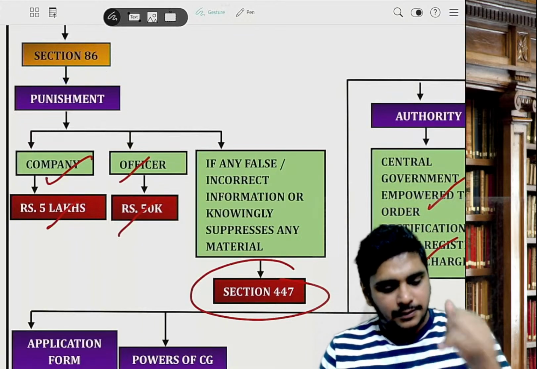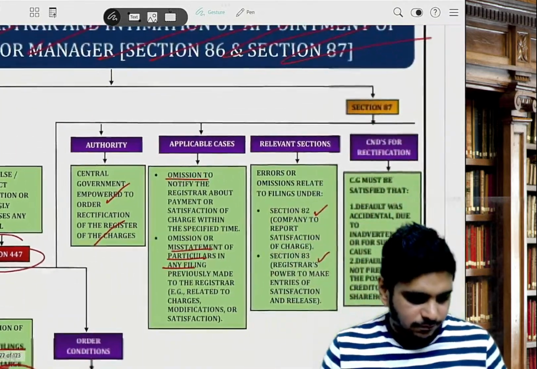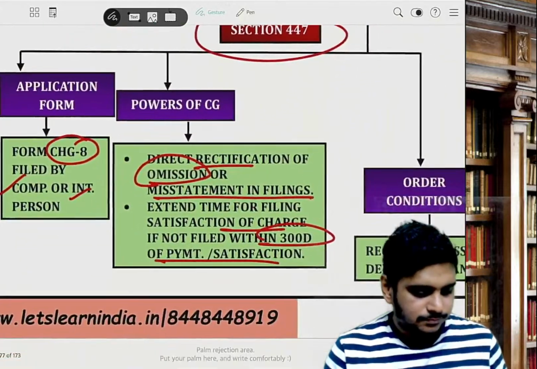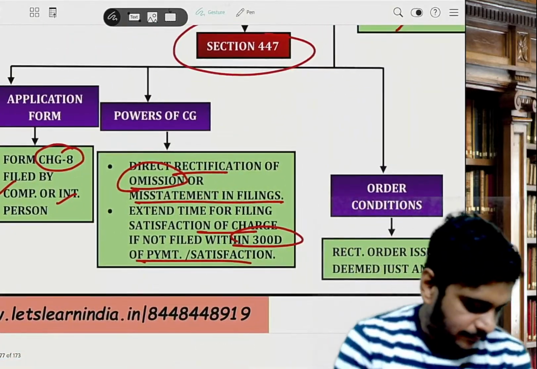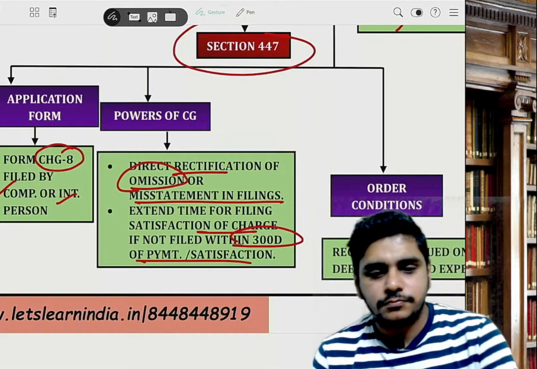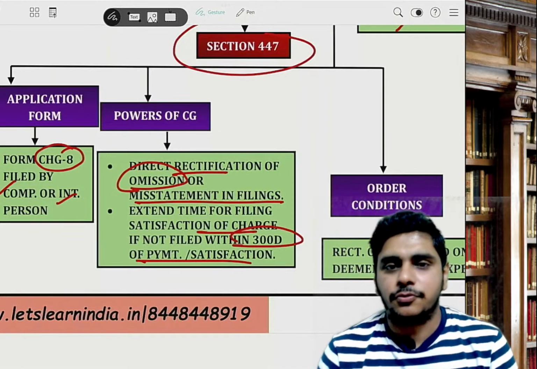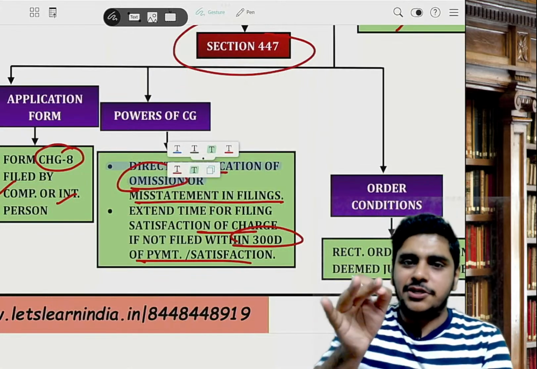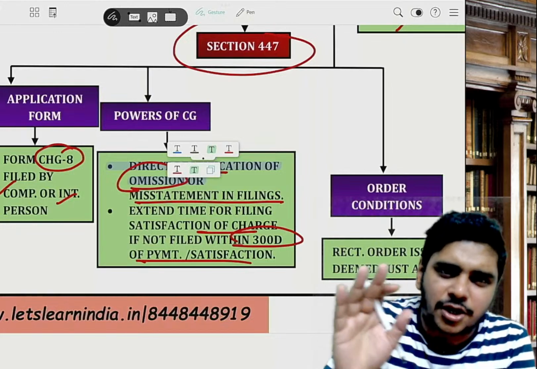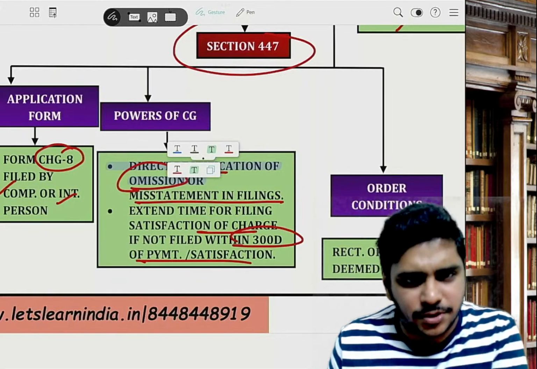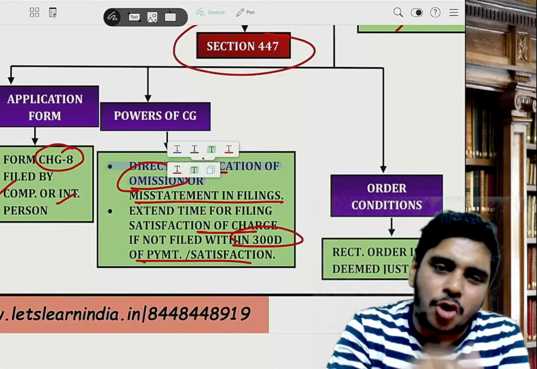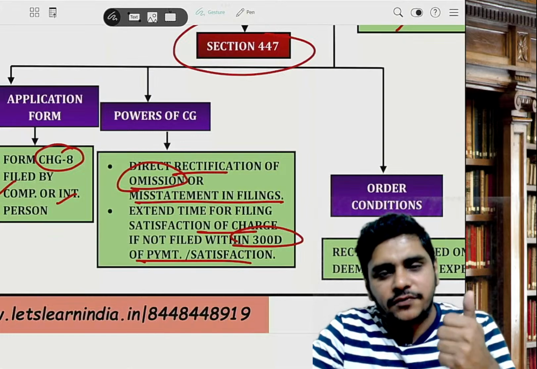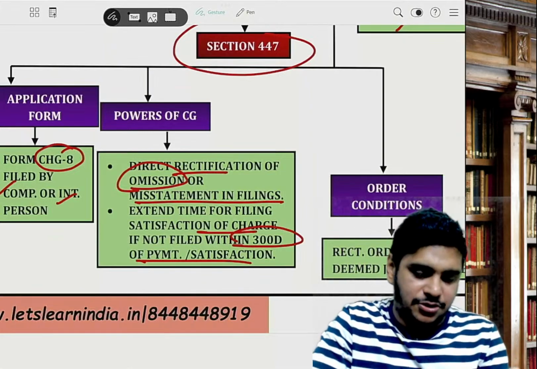Perfect. Last answer, section number 87. Sir, what is 87? Sir, in case you want to apply, if you have forgotten something. Forgotten something basically means omission. So while registration of charge or while registering the modification of charge, if you have forgotten something, that's omission. Or if you have given something but it is wrong, it is called a misstatement. So if you want to rectify something which is omitted, or if there is some misstatement, you make an application.